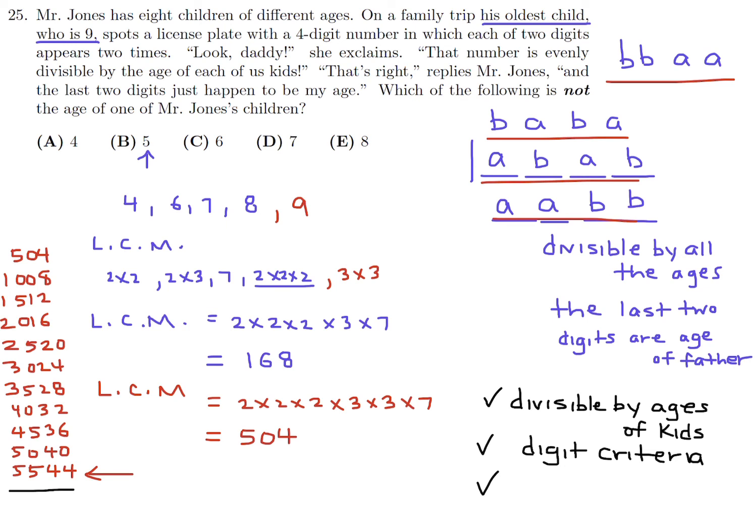And any other criteria? Yeah, the last 2 digits have to be the age of the father, and I mean 44 is definitely a realistic number for the age of a father. And there you go. That's the answer. So after all that work, which of the following is the age that is not one of Mr. Jones's children? Well, it's 5. So I got a little lucky there, and I chose the right one. So number 25, the answer is B.